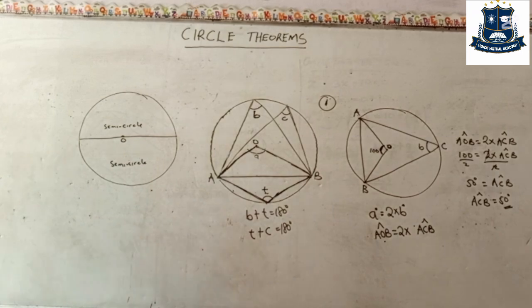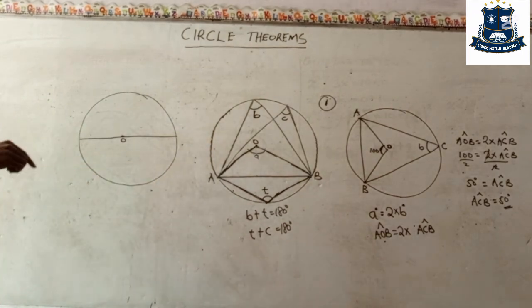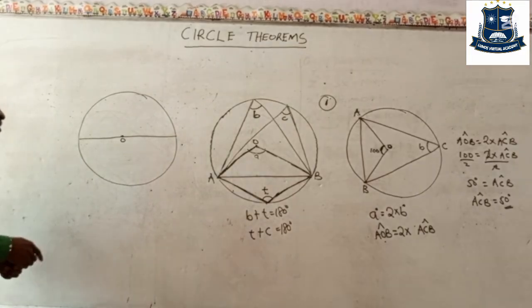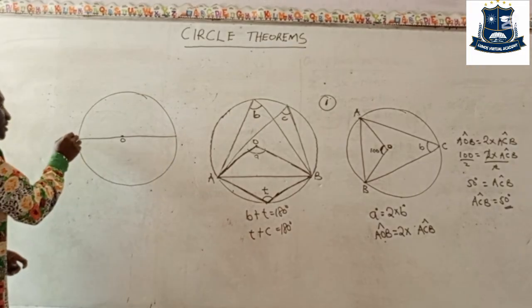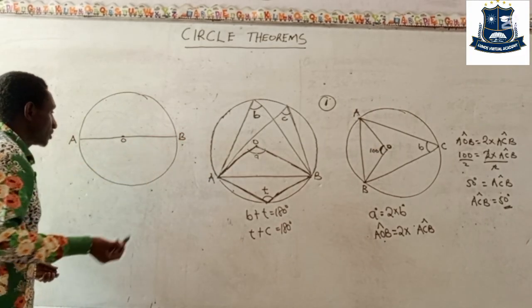Semicircle. Okay, good. Now, this theorem tells us that an angle formed in a semicircle is always equal to 90 degrees. So this is a diameter. Call it AB. I can call it anything I choose. That's a diameter.